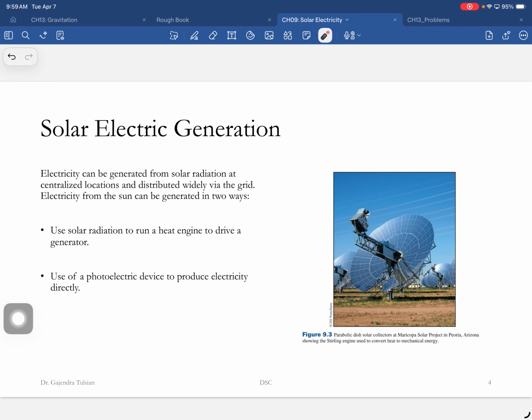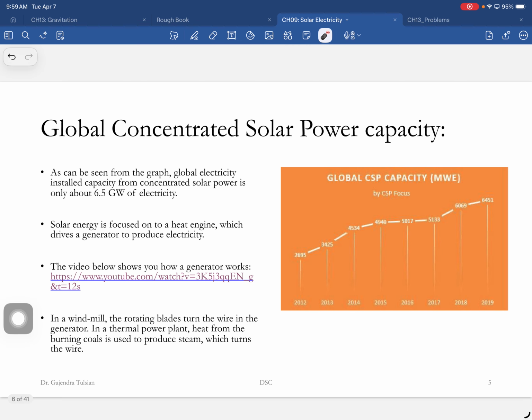Here again, what do you think is being done here? Just look at it. Is the water being heated? Yeah, so what you're doing is you're passing water through this pipe, heating the water, producing steam, and what is that steam doing? Turning that wire. Okay. So those are all concentrated solar.